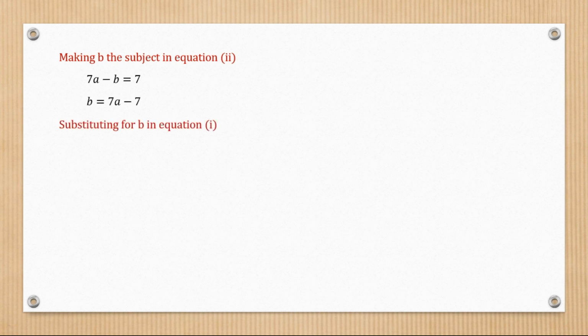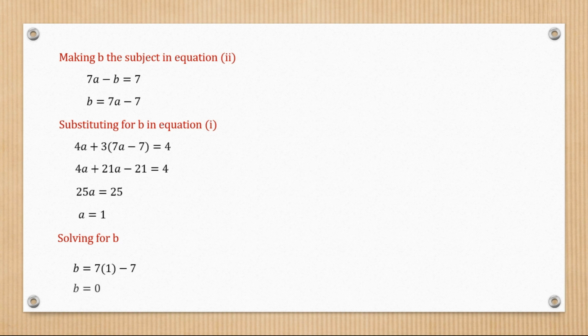Now substituting for b in equation 1, I'll have 4a plus 21a minus 21 being equal to 4, of which 25a shall be equal to 25 and a shall be 1. So now I can solve for b also, and b shall be equal to 0. So these are the coordinates of the center, (1, 0).